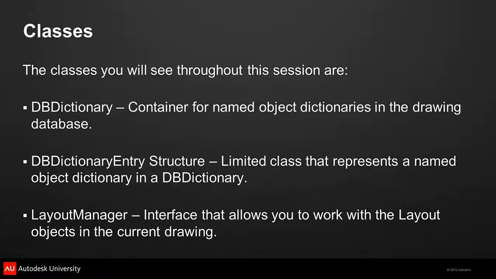So DB dictionary: the layouts, plot styles and so on are stored in a named dictionary inside of your drawing. That's just how layers and everything else are stored. They're either in a table record or as part of a dictionary. A dictionary entry is going to be a specific layout or a specific page setup that's part of the drawing. The layout manager allows you to do what it sounds like, work with layouts. But the layout manager only allows you to work inside of the current drawing. So if you need to work with a layout that's not in the current drawing, you need to work with the dictionary object.